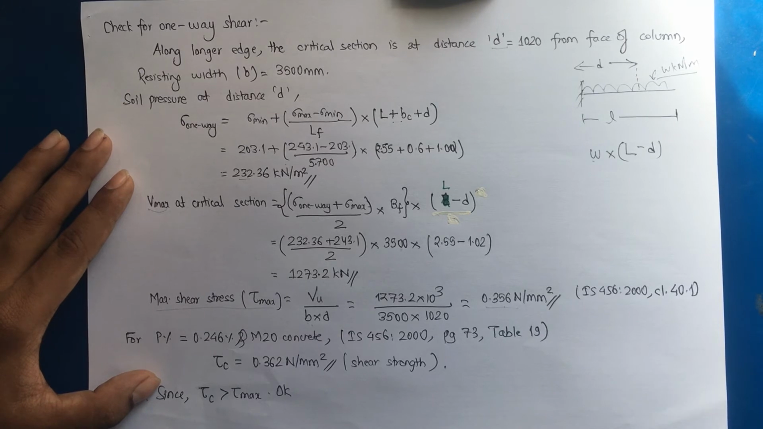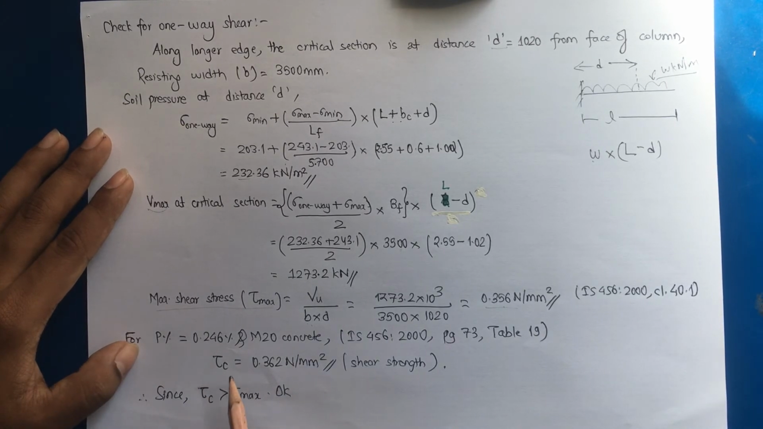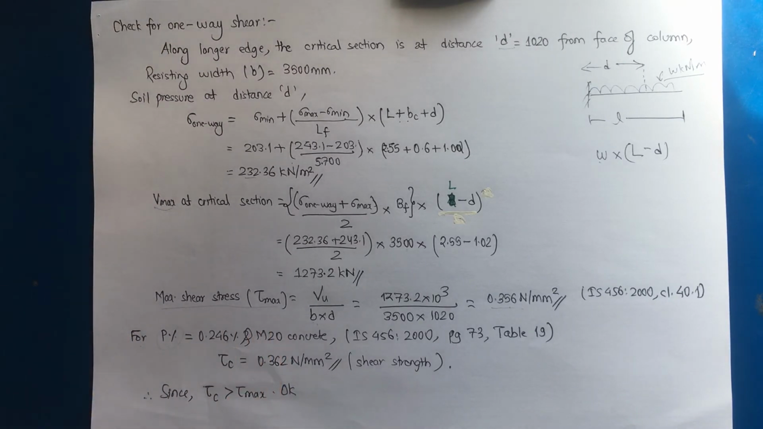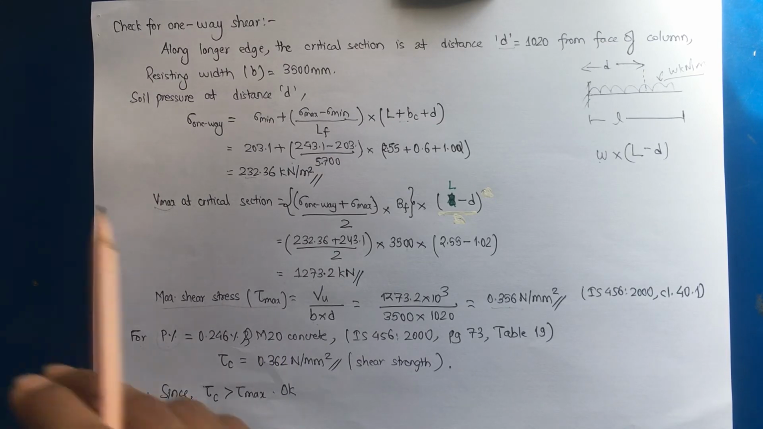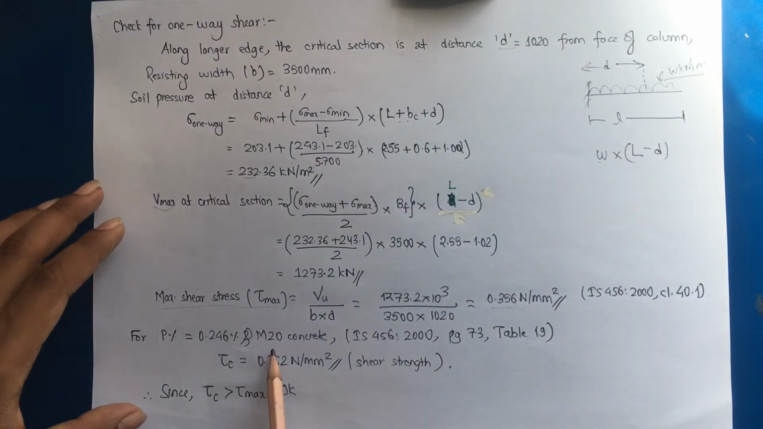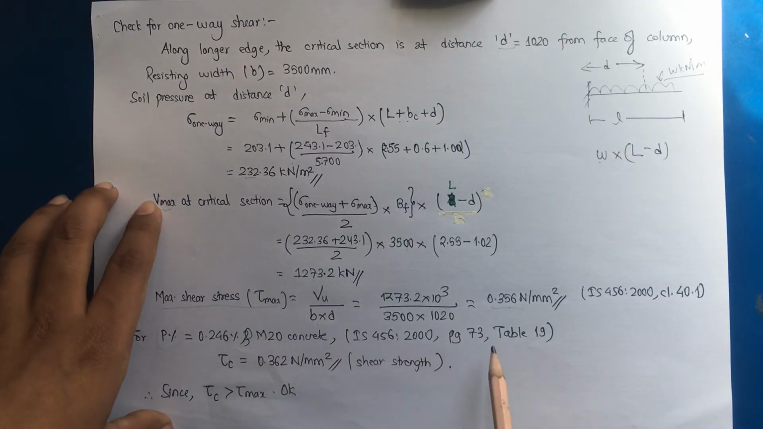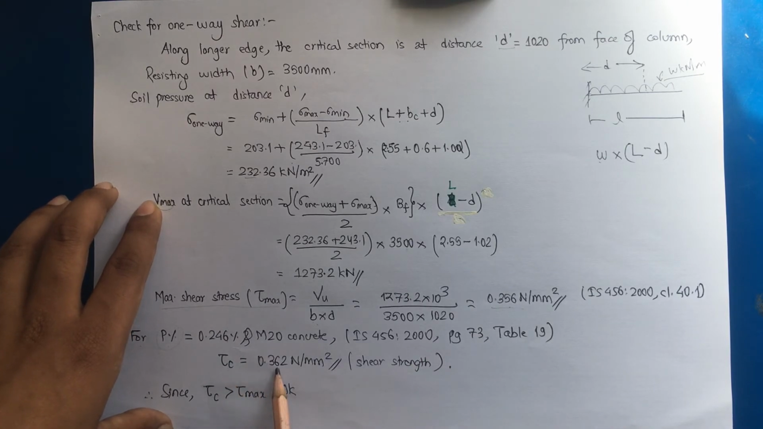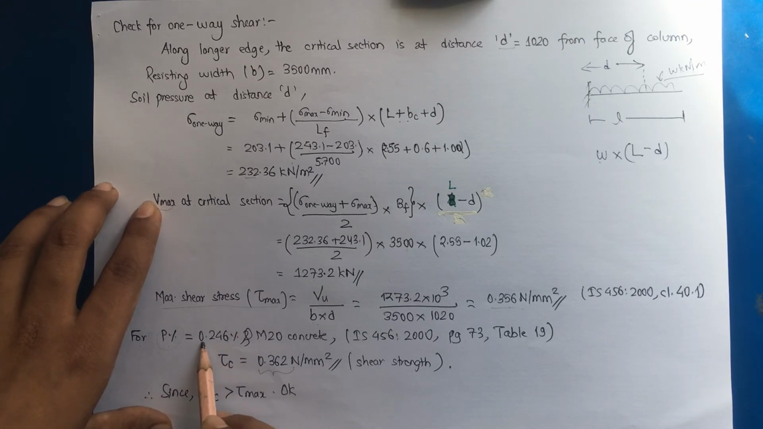Now we'll have to calculate the maximum shear stress that the concrete can resist. So the percentage of steel that we have provided is 0.246. I hope you can remember the value that we have calculated previously. So for percentage of steel provided 0.246, and for M20 concrete the IS code says tau C to be 0.362 Newton per mm square. So this I got with linear interpolation of the values for 0.246.